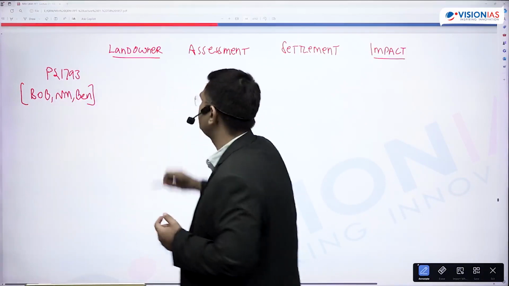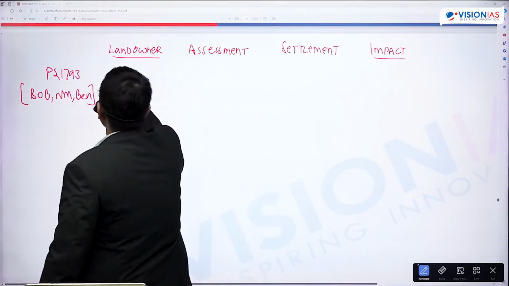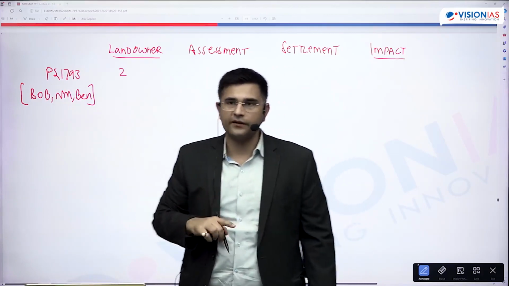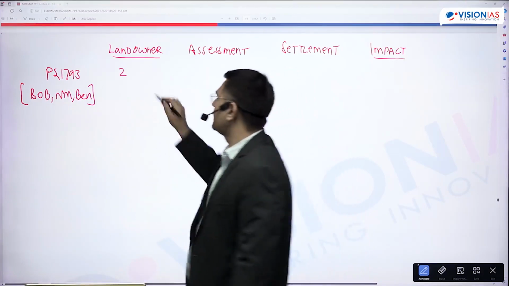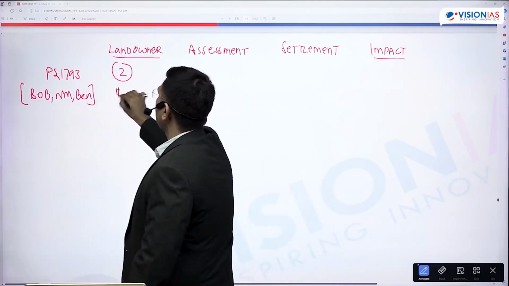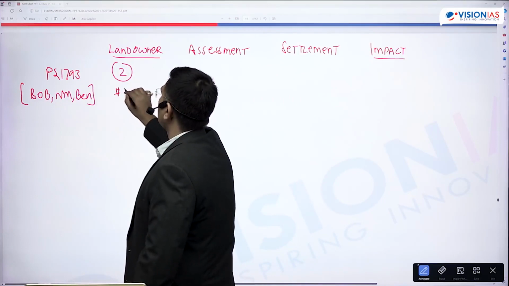Permanent settlement, right? Landowner: it was decided that the Zamindar will be the owner of the land. Earlier the Zamindar was only a collector of revenue, now he is the owner of the land, right? What is the reason to make it? The first reason is what you call landlordism.